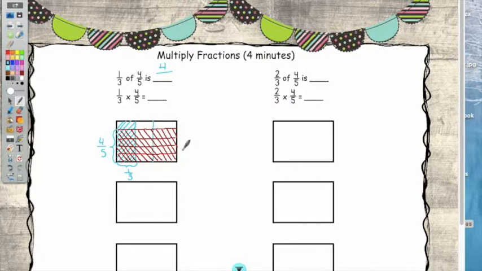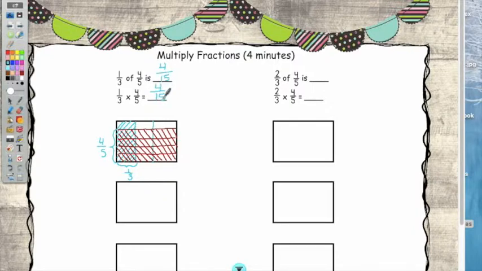What's my total here? Abdiel, what's my total here? How many boxes altogether? Wait. How many boxes did I make? 1, 2, 3, 4, 5, 6. How many boxes did I make? 3, 6, 9, 12, 15. So 4 out of 15 is double shaded. Do you see that? Okay. So 4 out of 15 is my answer.